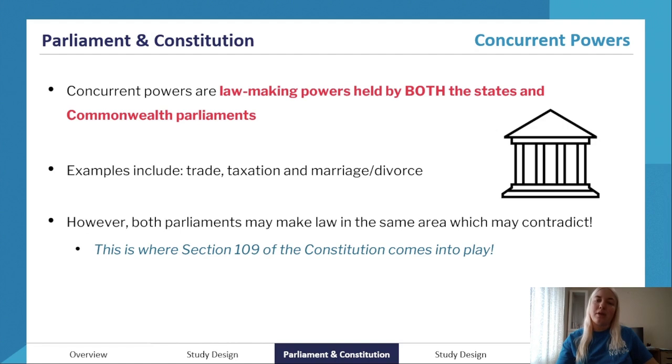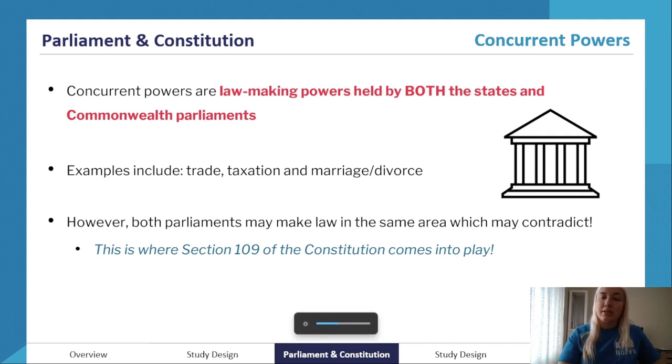Okay, so we said exclusive powers are held by the Commonwealth, and we're able to define that and provide a few examples. Now, concurrent powers, it's literally in the name concurrent, so clashing or shared. Okay, so these are the lawmaking powers that are held by both the states and Commonwealth parliaments. And you might be thinking, well, how does that work? Wouldn't we have those overlapping laws or different laws if that is the case? And this is where Section 109 of the Constitution comes into play, which explains exactly what will happen if both a state parliament and a Commonwealth parliament make law in the same area and the laws contradict. So we'll look at that in a second.